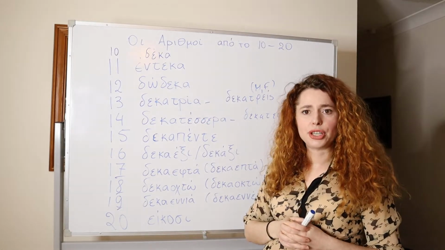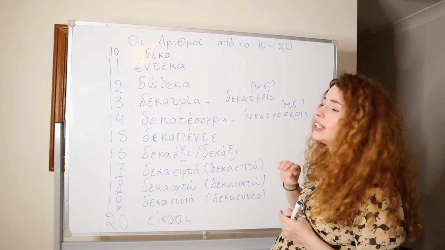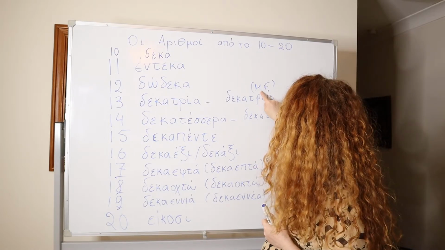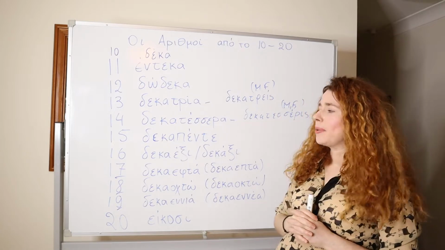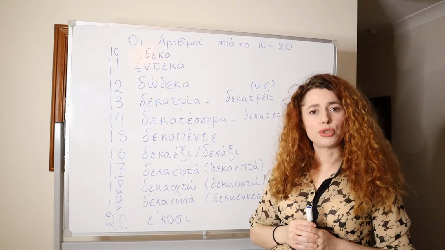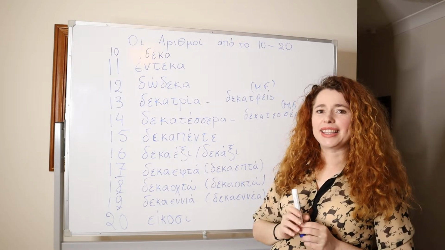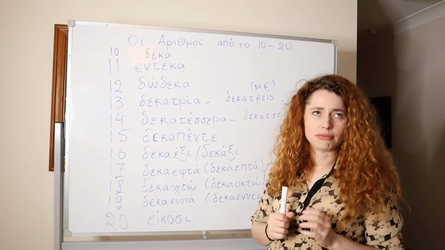13 βιβλία, 13 books. 13 ασκήσεις, 13 exercises. This is a comma, it's not an accent. The accent is here. 14 προγράμματα, 14 programs. 14 ειδήσεις, 14 news.